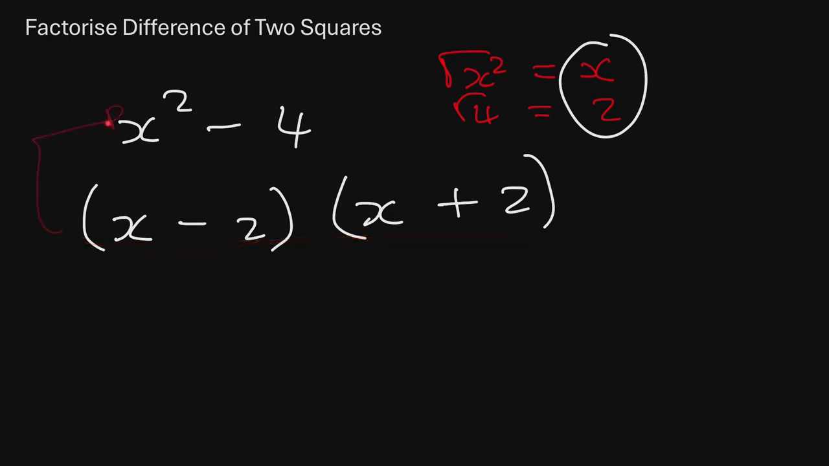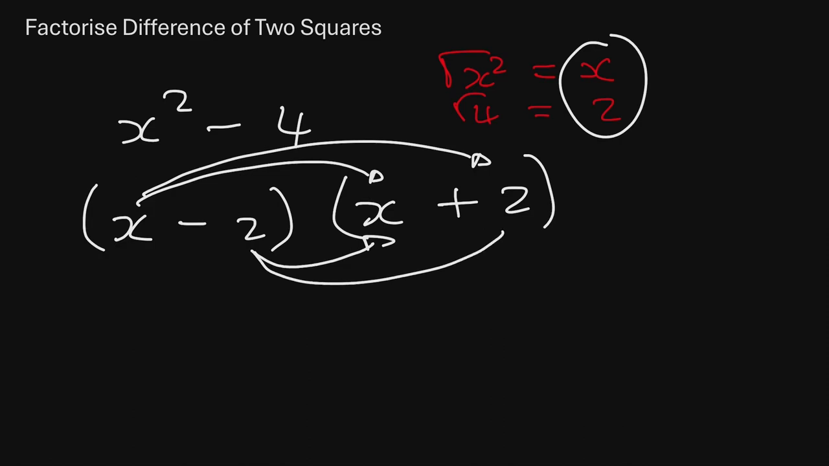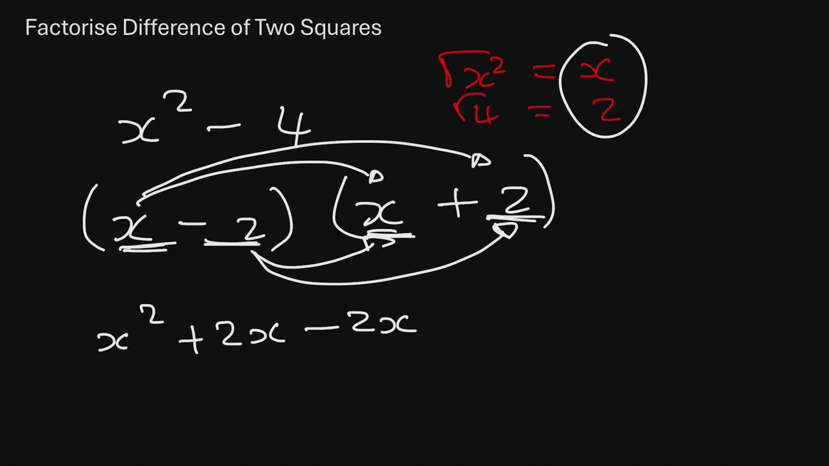So let's try to simplify it. We're going to say x multiplied by x, and then x multiplied by positive 2, negative 2 by x, negative 2 by positive 2. So x multiplied by x gives us x squared. And then x multiplied by 2 gives us positive 2x. Then negative 2 multiplied by x gives us negative 2x. And then lastly, negative 2 multiplied by positive 2 gives us negative 4.